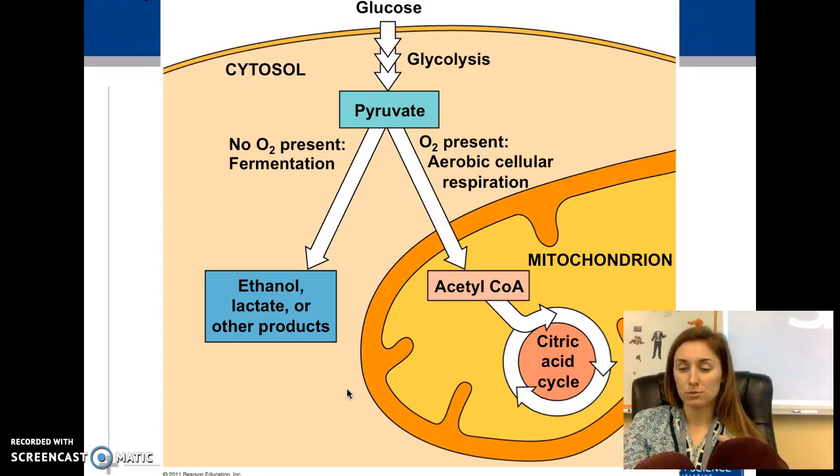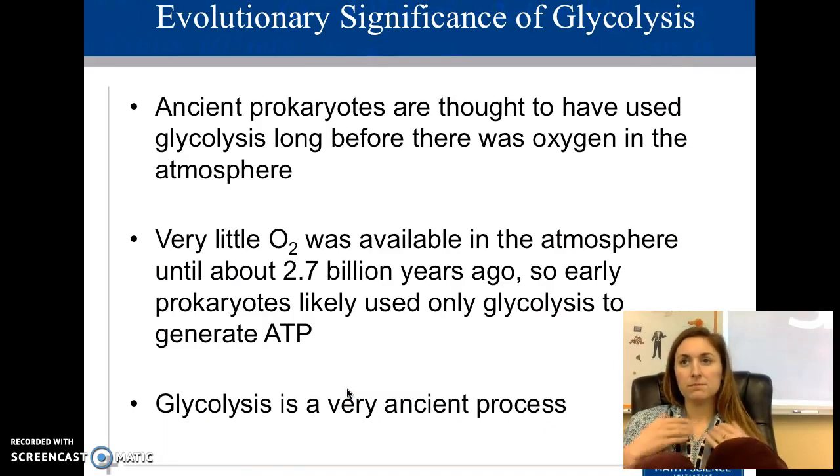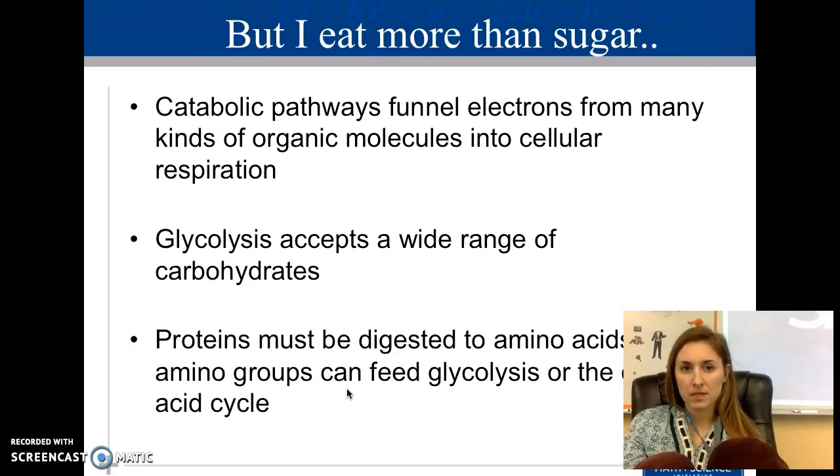making 32 ATP. The significance of this we've talked about, but ancient prokaryotes are thought to have only used glycolysis even before there was oxygen, because glycolysis happens whether or not oxygen is present. And so it is kind of the first energy producing process that we see.